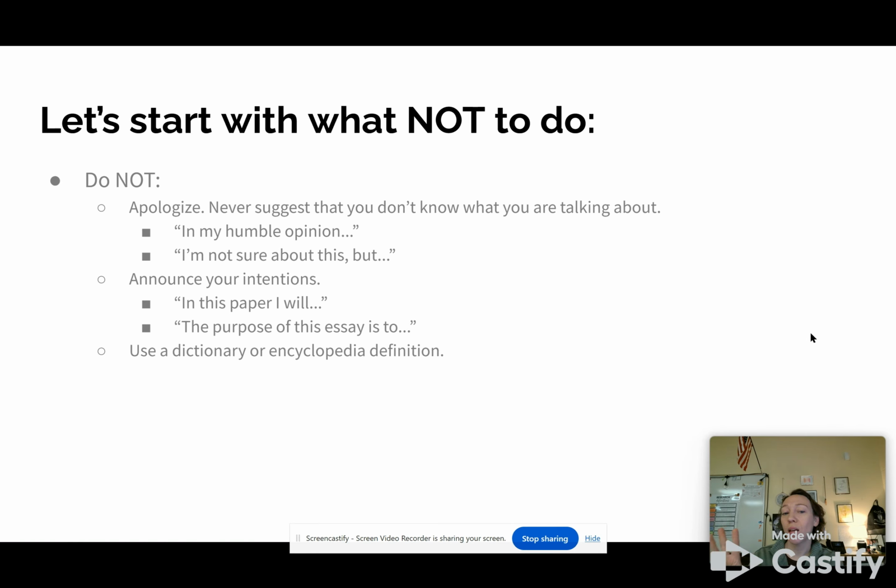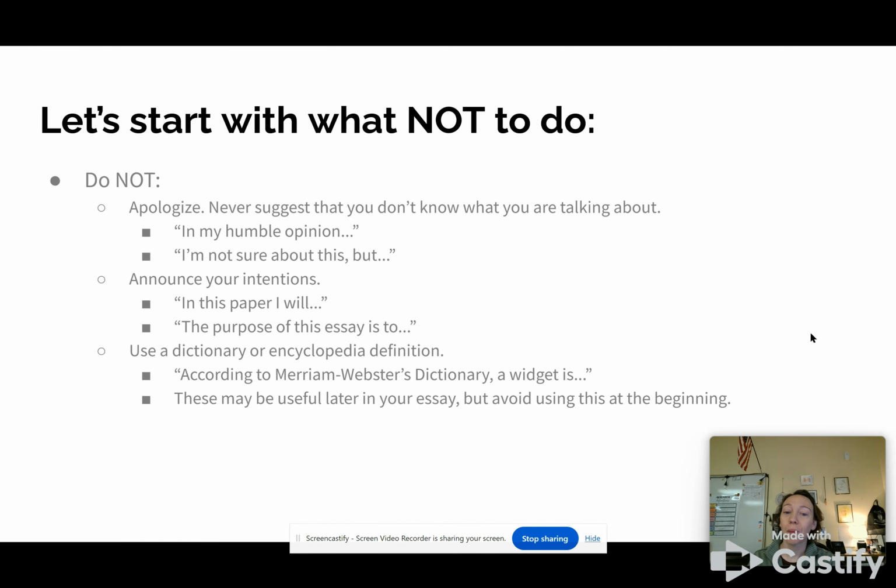The third thing I don't love is dictionary or encyclopedia definitions. It's just kind of a boring, overused way to start a paper. So like, according to Merriam-Webster's dictionary, a widget is, it's not interesting. Might be useful later to define a particular thing in your essay, but not at the beginning.